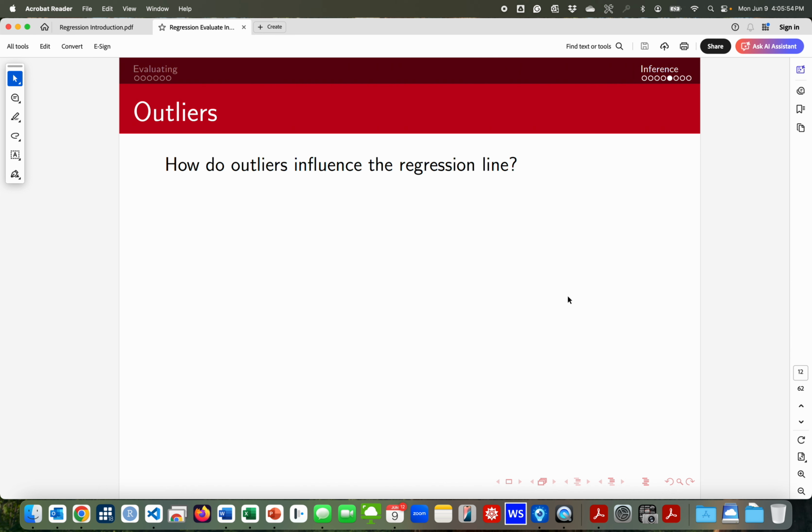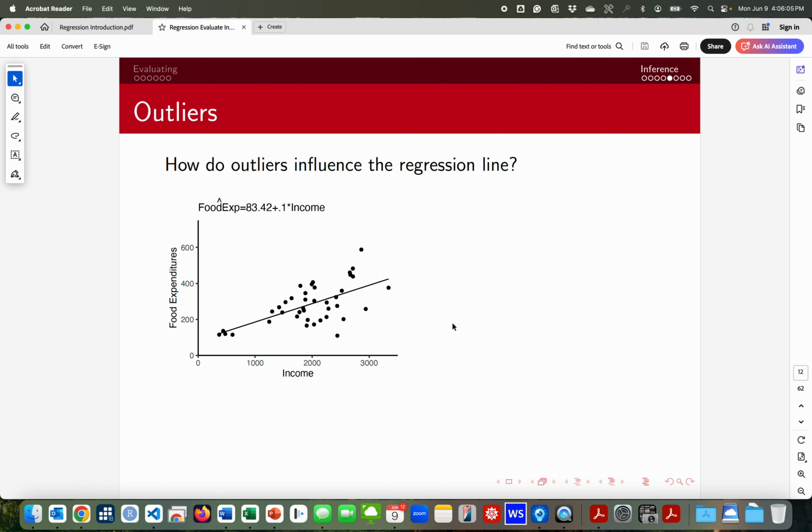We also need to think about outliers. Outliers can affect our inference because they can have a significant impact on the slope of the lines that we actually estimate. So this is the original data and the original regression, and our tables told us that we reject the null hypothesis that the coefficient on income equals 0. So we're 95% confident that income is a statistically significant determinant of the food expenditure.